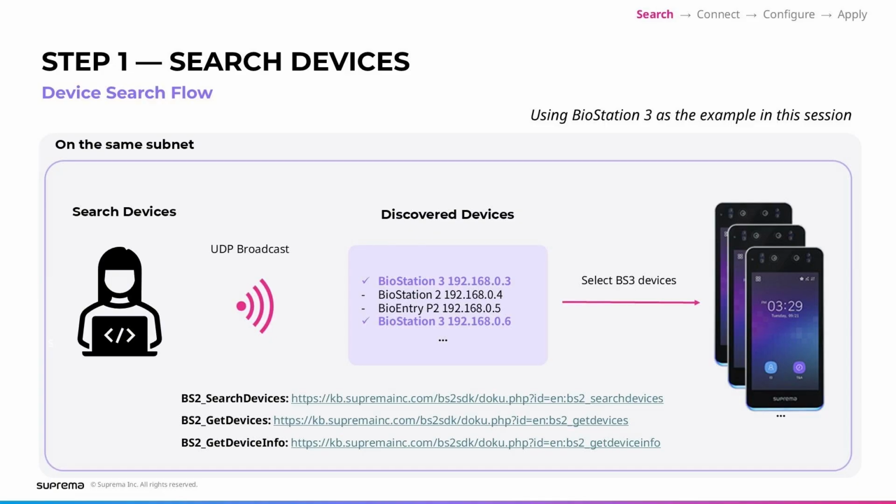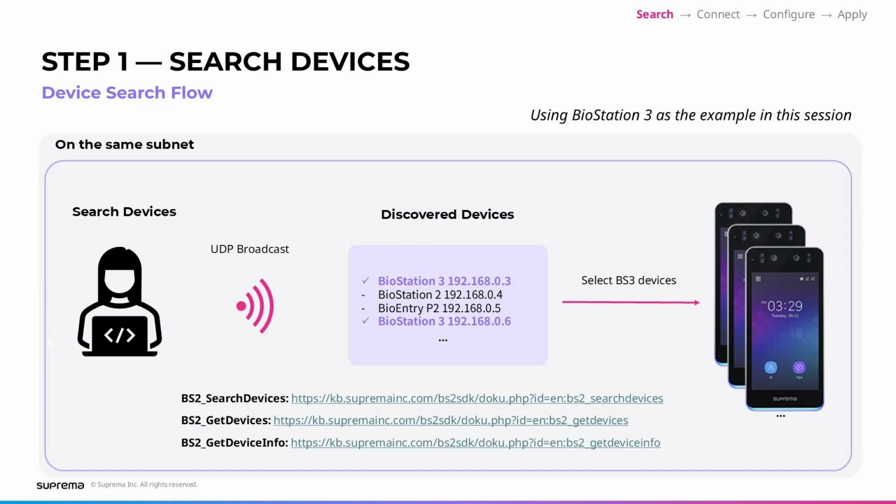As shown in the middle box, the search results may include different Suprema device models, such as BioStation 3, BioStation 2, or BioEntry P2. However, in this session, we use BioStation 3 as our example device. So rather than using every discovered device, we focus only on the BioStation 3 devices from the list. After calling BS2 search devices, we use BS2 getDevices to retrieve the discovered device IDs. Then for each device ID, we call BS2 getDeviceInfo to obtain detailed device information.